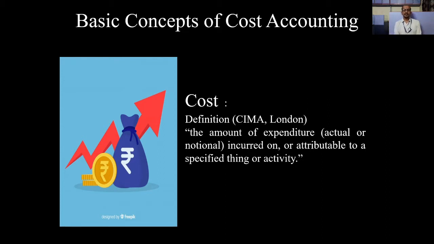The CIMA London has already defined what you mean by cost. The definition is the amount of expenditure, actual or notional, incurred on or attributable to a specified thing or activity. So this is the definition given by the CIMA London. In this particular definition, two things are important: the amount of expenditure, and in brackets it is mentioned actual or notional.